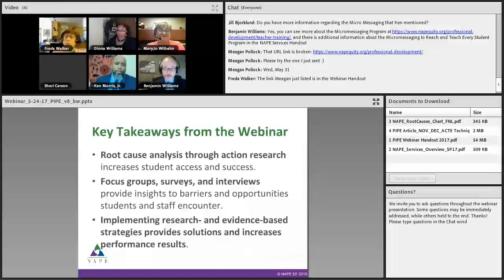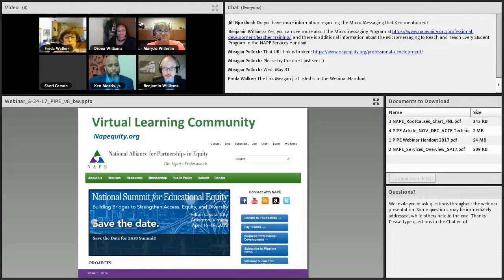And then implementing research and evidence-based strategy truly provides solutions and increases performance results. And I think doing that in a way that also builds educators' self-efficacy around doing this work, which is complex and critical, as Ken shared with us, is such an important piece of the puzzle. And so what PIPE does is it provides a mechanism that, as you've heard, the work can then be applied at the local level to address those key areas of concern around the participation and completion of students in non-traditional occupations, especially those that lead to high-skill, high-wage, high-demand careers.